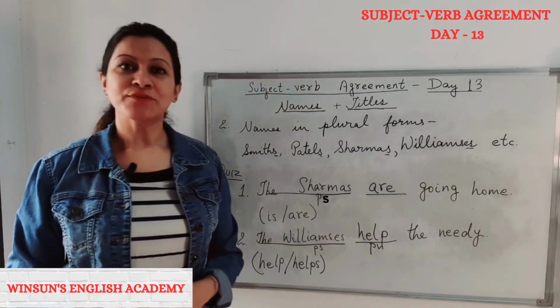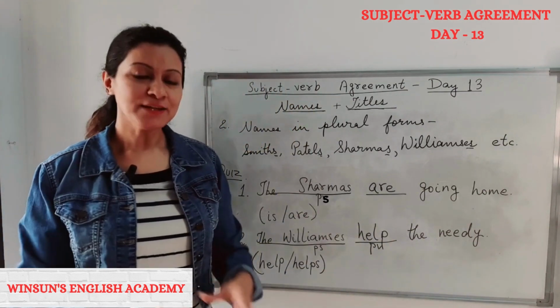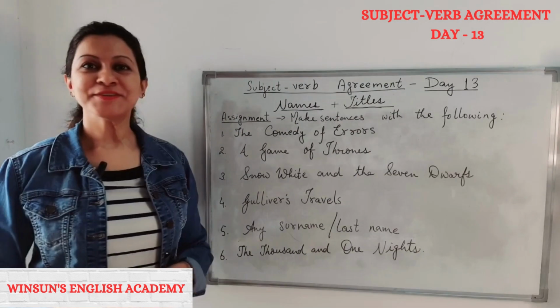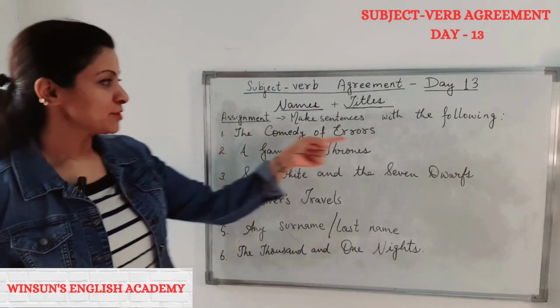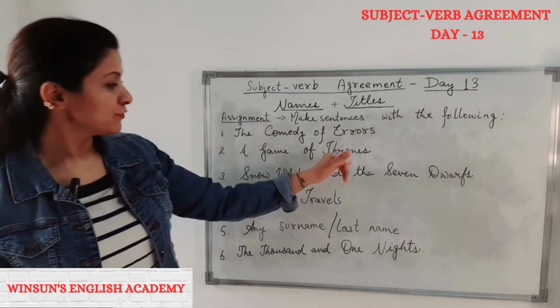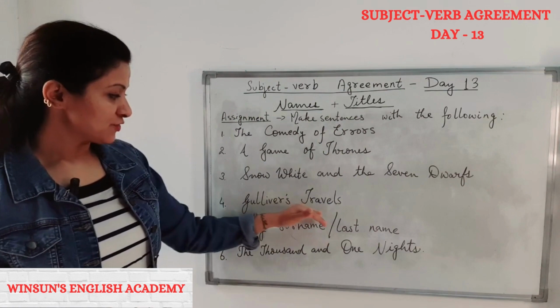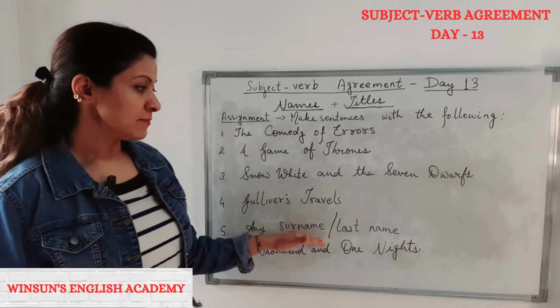Now I'm going to share with you a list of names. That will be your assignment. You're going to make sentences with those. Here's your assignment. The Comedy of Errors, A Game of Thrones, Snow White and the Seven Dwarfs, Gulliver's Travels, any surname or last name.